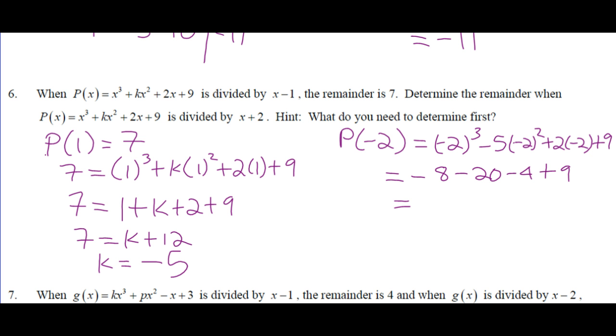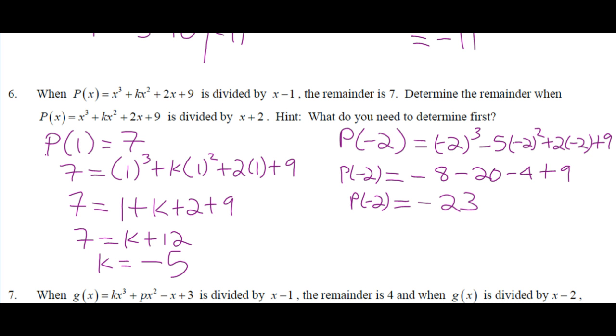What is that? Minus 23? Okay, so negative 23. If you wanted to, you could say the remainder when p of x is divided by x plus 2 is negative 23. It's always nice to somehow set your answer apart, because the first thing I look at when I'm marking is the answer.